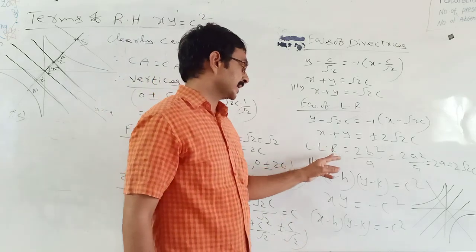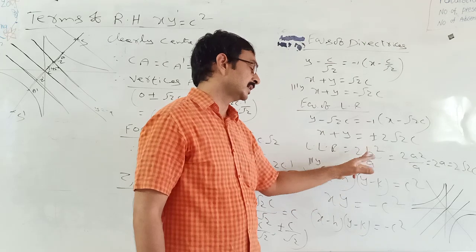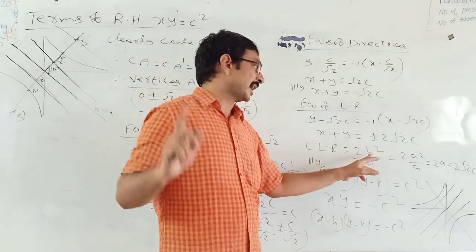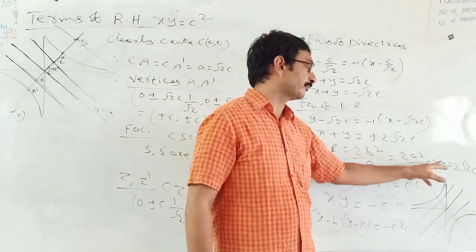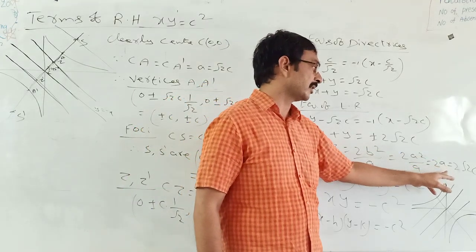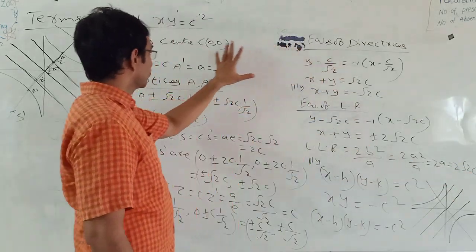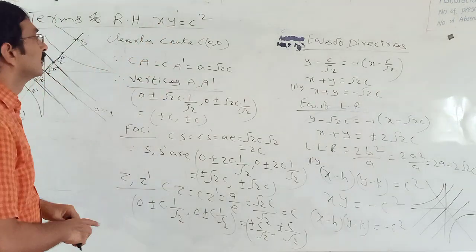Next term, the length of the latus rectum. The formula is 2b squared by a. This is for any hyperbola. But here, in the rectangular hyperbola, a equals b. So this becomes 2a squared by a, therefore 2a. But a in terms of c is root 2 c. That's 2 root 2 c. So these are the terms of the rectangular hyperbola xy equals c squared.